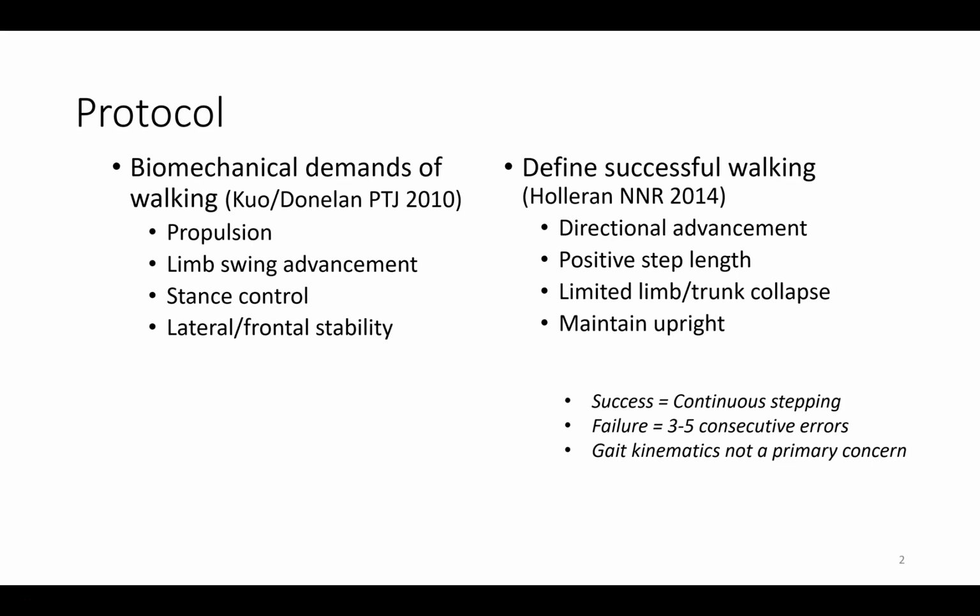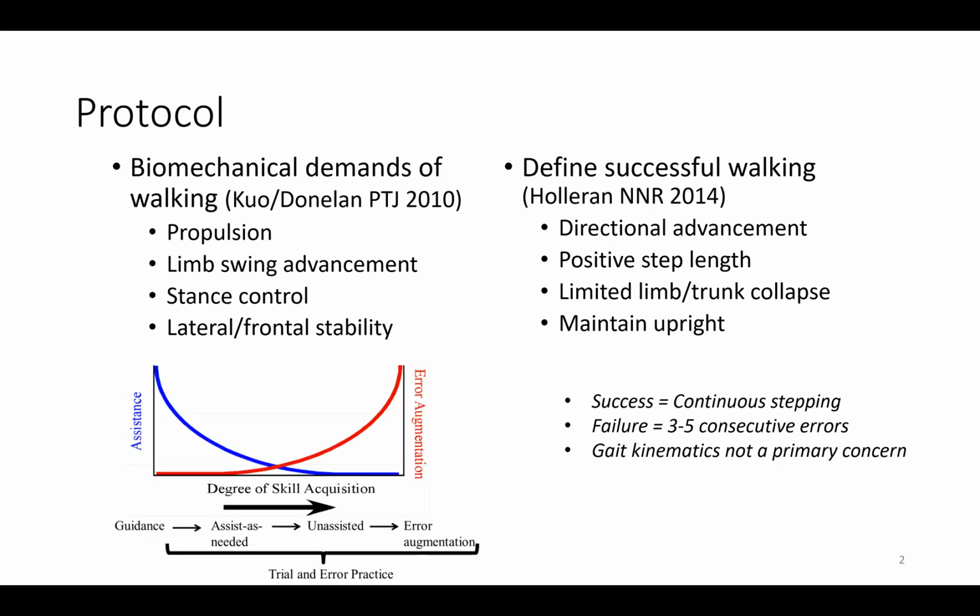Importantly, success was defined as continuous stepping, and failure being not one but multiple consecutive gait cycles that were not successful. And because there's an emphasis on making mistakes, they weren't specifically looking for success. They wanted to be somewhere between success and failure. And as I mentioned with the biomechanical demands or the subcomponents, they weren't focused on how the tasks were completed, just that these biomechanical constraints on walking were actually considered.